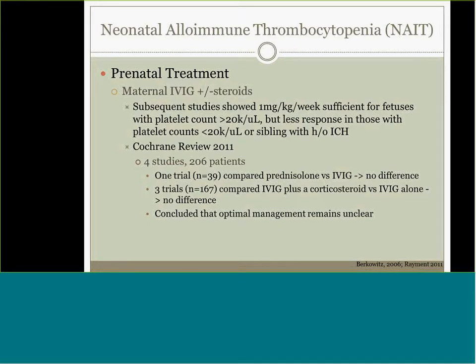That IVIG and steroids, it's a panacea. We've fixed NAIT. But unfortunately, subsequent studies have shown that 1 mg per kg per week is sufficient for fetuses with an already pretty good platelet count of greater than 20, but it might be less effective with platelet counts less than 20 or in a sibling with a history of intracranial hemorrhage. So in those more severely affected siblings, IVIG plus or minus steroids may not be enough.